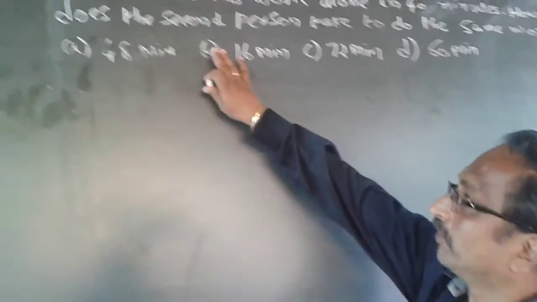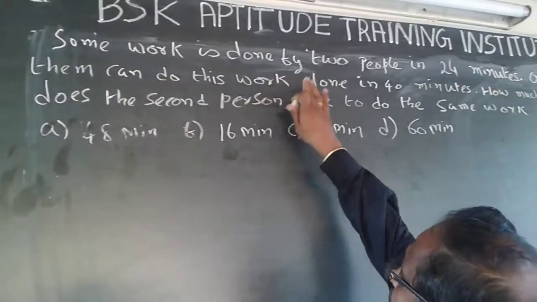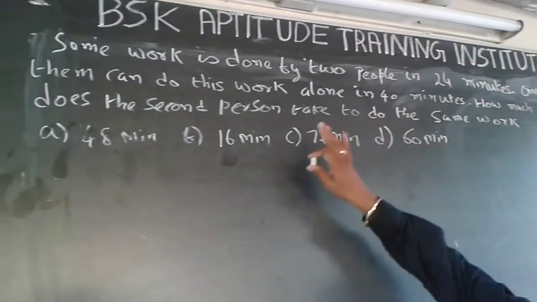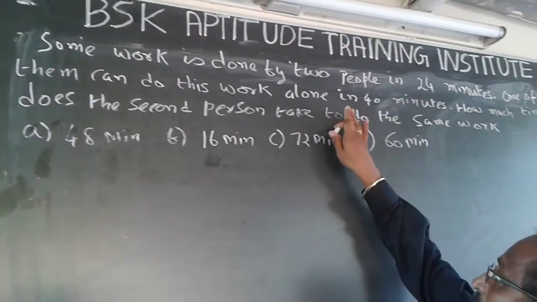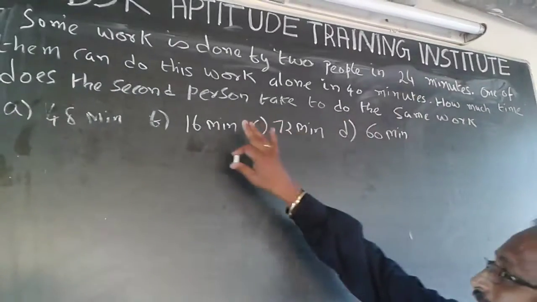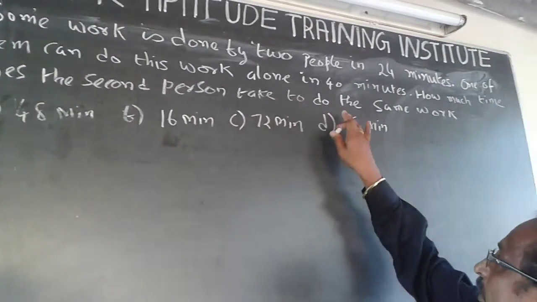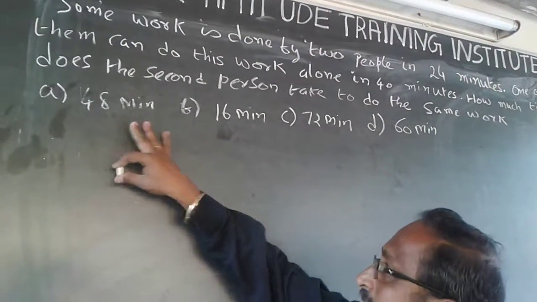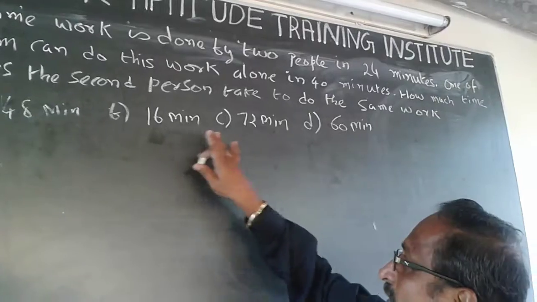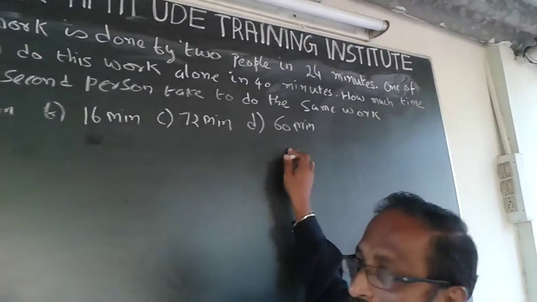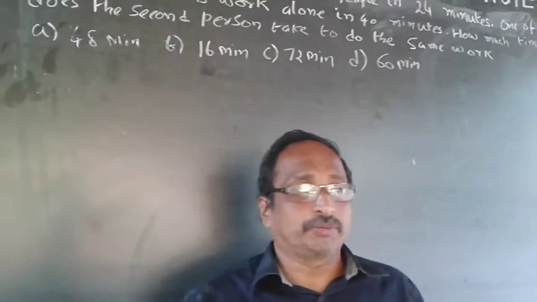Question I am going to handle now: some work is done by two people in 24 minutes. One of them can do this work alone in 40 minutes. How much time does the second person take to do the same work? The options are A 48 minutes, B 16 minutes, C 72 minutes, D 60 minutes. See, these are all work done concepts.